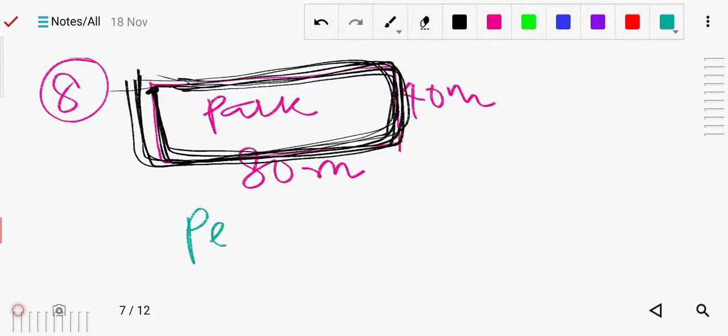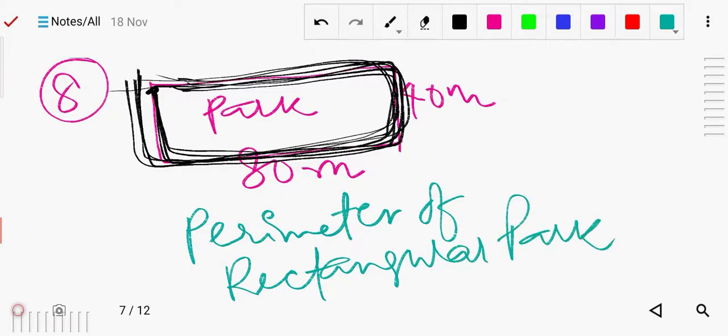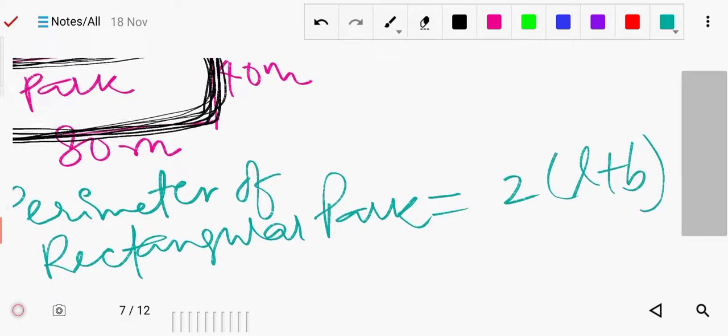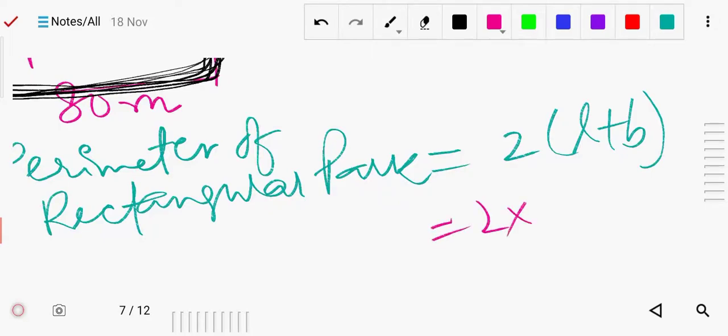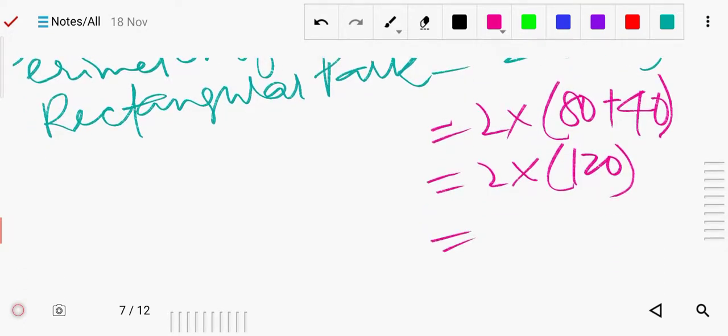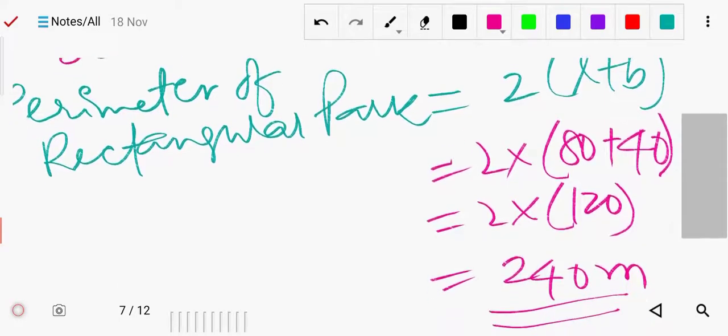So you write this: perimeter of the rectangular park is 2 into L plus B. Now 2 into, what is the value of L? 80, and B's value is given as 40. So 2 into 80 plus 40, which is 120. Now multiplied, it will be 240 meter.